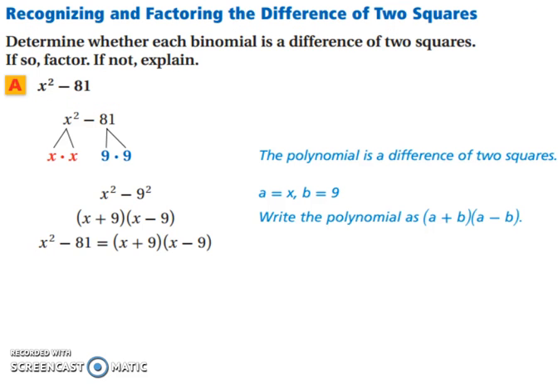We want to determine whether each binomial is a difference of two squares. If so, factor. If not, we need to explain. We have a subtraction sign, so that's step 1. And x squared is a perfect square, and 81 is a perfect square. So we have x times x and 9 times 9. So we're going to have x plus 9 and x minus 9, and those two binomials will be multiplied by each other. Let's try another one.